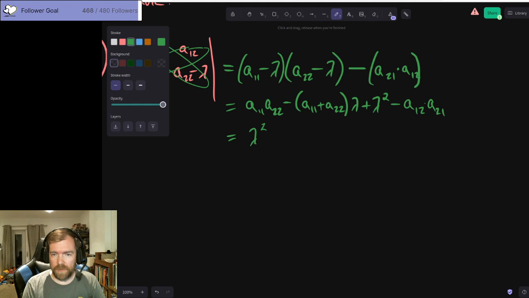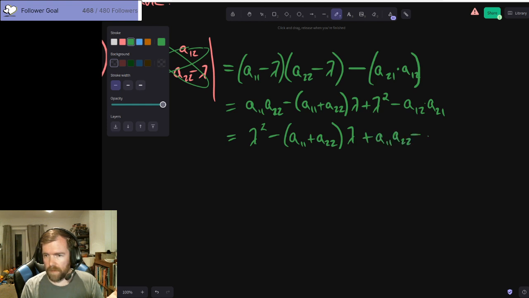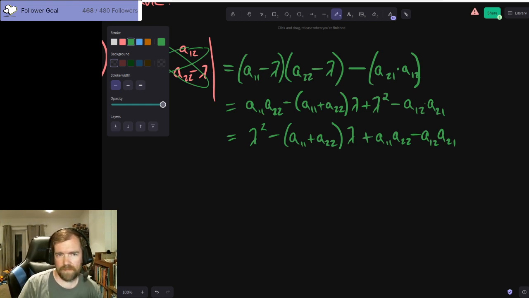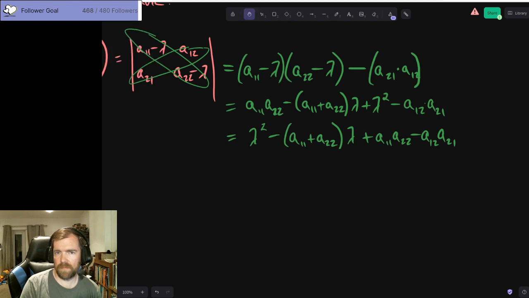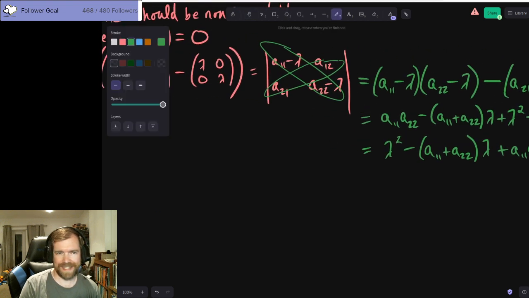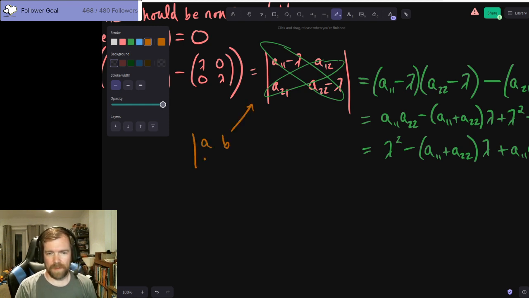Okay, and so we can see here this is going to be lambda squared minus parentheses A11 plus A22 lambda plus A11 A22 minus A12 A21. All right, we looking okay? That looks reasonable. Right, now, so, yep. Is this a place where I can insert something?